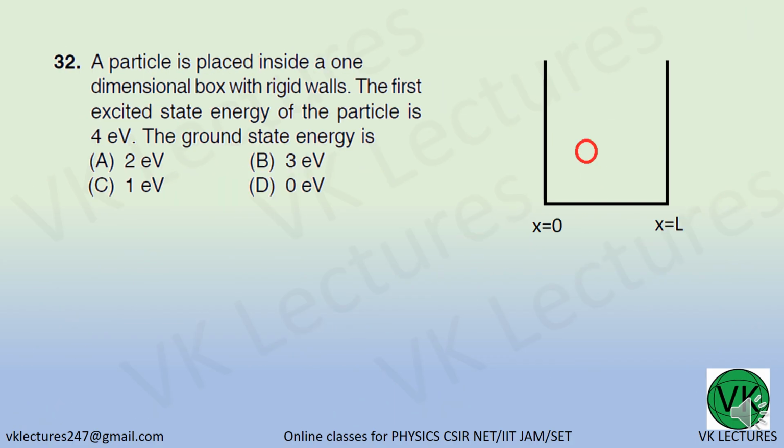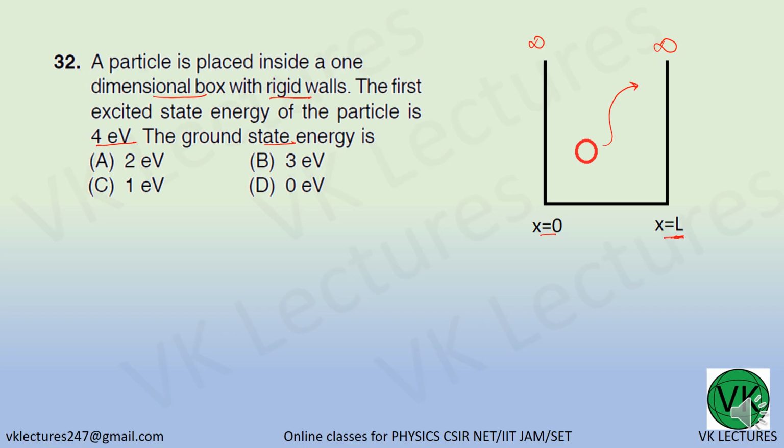A particle is placed in a one-dimensional box with rigid walls. The first excited state energy of the particle is 4 electron volt. The ground state energy is? Now this is the one-dimensional box of length L, and at x equal to 0 and x equal to L you have rigid walls, which means the potential is infinity. That means the particle cannot cross this barrier and go.